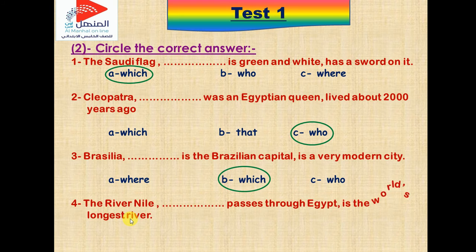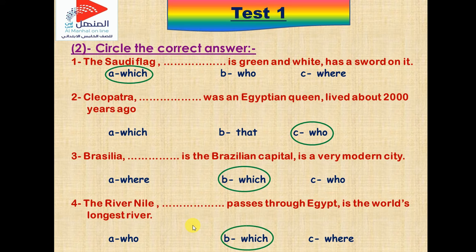Alright. As you see, number 4, the river Nile, space, passes through Egypt, is the world's longest river. The river Nile is not a person. So we cannot use who, because we're not talking about a person. The river Nile, which passes. And usually, as you see, which is followed by a verb. The river Nile, which passes through Egypt, is the world's longest river.